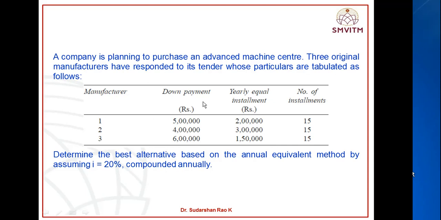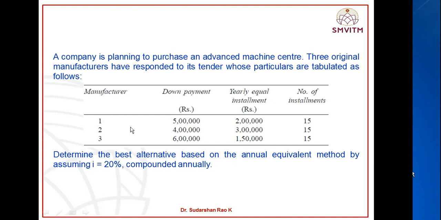For the first manufacturer, the down payment is 5 lakh rupees and the yearly installment is 2 lakh rupees. The second manufacturer supplies the machine for a 4 lakh rupees down payment and 3 lakh rupees every year for 15 years. The third manufacturer asks 6 lakh rupees down payment and 1,50,000 rupees every year for 15 years. Determine the best alternative based on the annual equivalent method, assuming a 20% interest rate compounded annually.